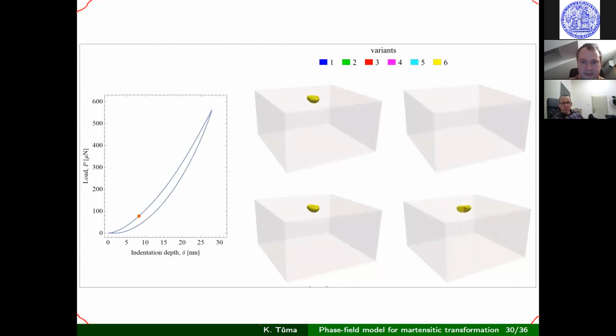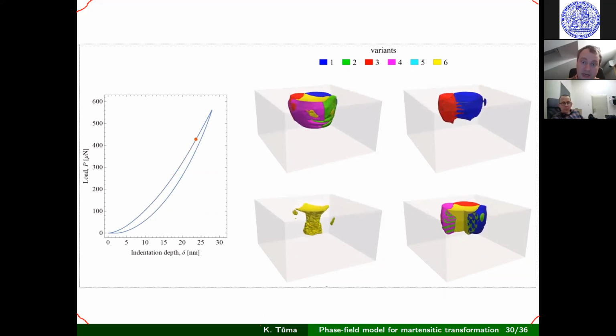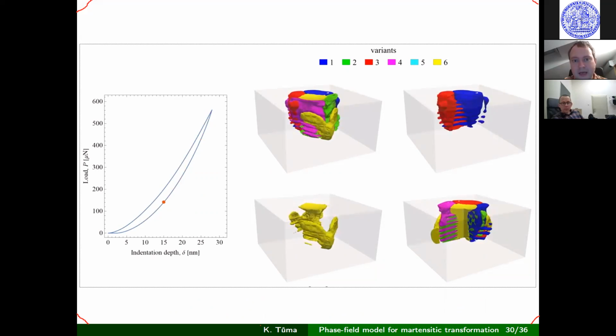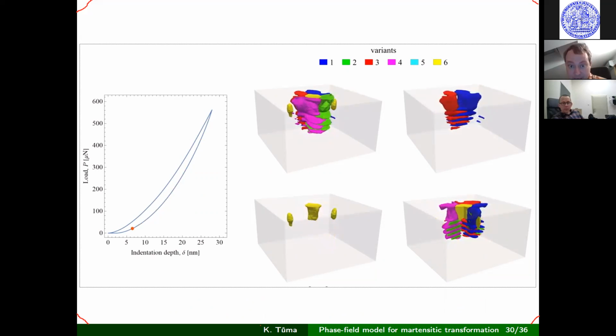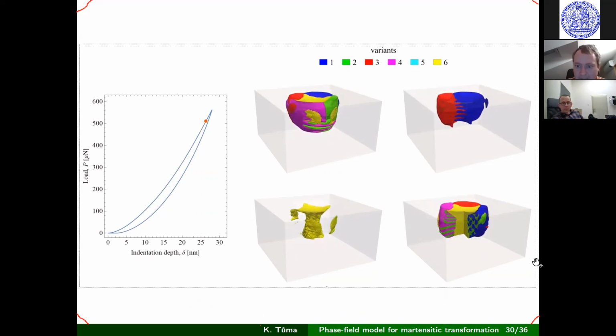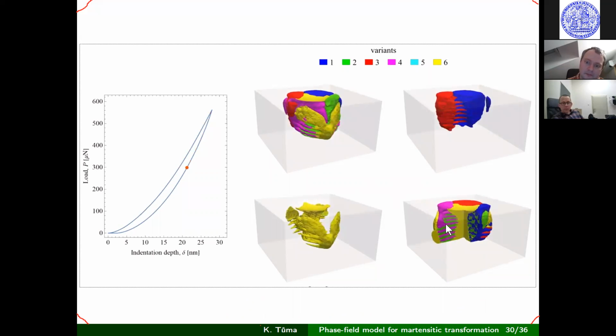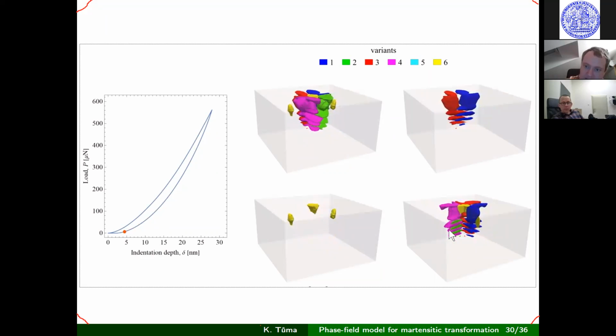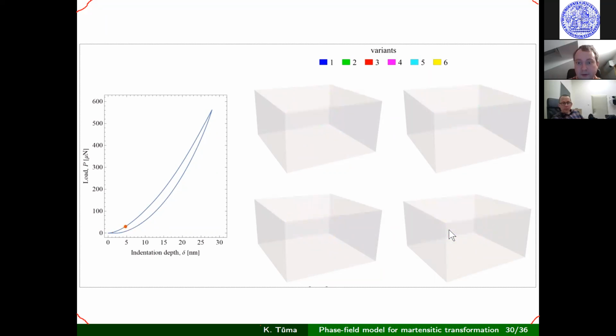So here you can see a movie. The gray one, this is austenite. And as you compress it, many variants of martensites appear. You can see that this light blue does not appear. You can also see that the microstructure is quite complex. You can see twinning between violet and green martensite. And of course, there is interface with this gray austenite.